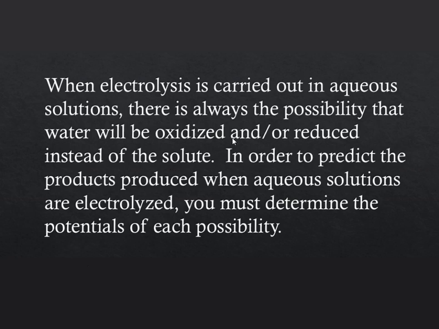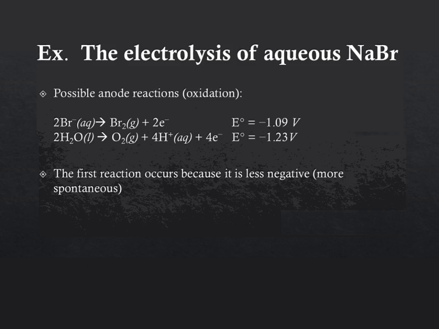When electrolysis is carried out in aqueous solutions, there is always the possibility that water will be oxidized and/or reduced instead of the solute. In order to predict the products produced when aqueous solutions are electrolyzed, you must determine the potentials of each possibility. So when we consider it happening in water, we must also consider water being oxidized instead of the target ion.